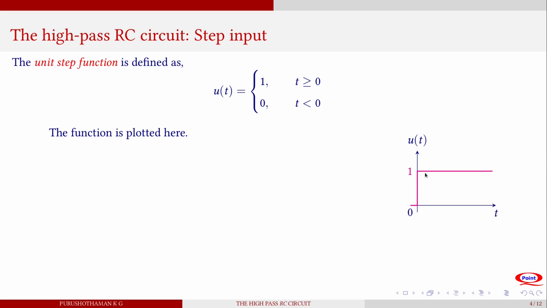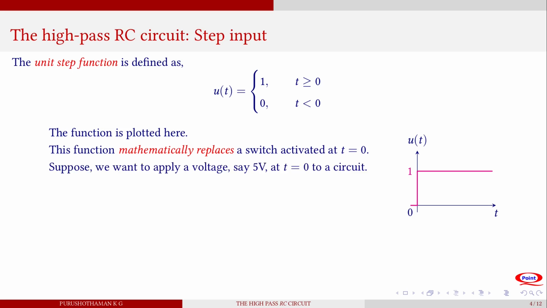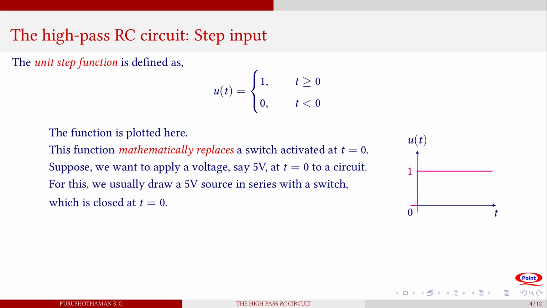This function mathematically replaces a switch activated at t equal to 0. Suppose we want to apply a voltage, say 5 volt, at t equal to 0 to a circuit. We represent this in the circuit diagram as a 5 volt source in series with a switch which is closed at t equal to 0. But if you specify that the input is 5 u(t), you can remove the switch, because 5 u(t) applies 5 volt for t greater than 0 and is equal to 0 for t less than 0, because of the property of the unit step function.